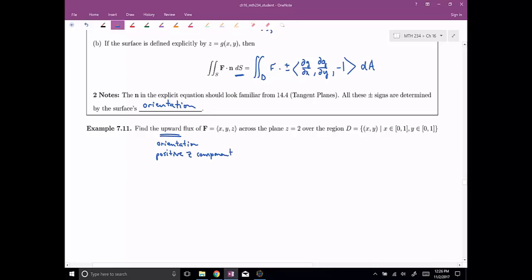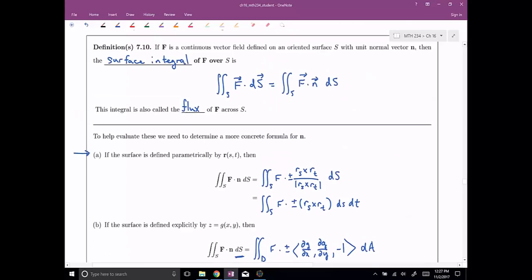Our surface is given explicitly, right? This is a function of x's and y's, even though there aren't any x's or y's, but there could possibly be x's or y's, and it solves for z equals, right? So this is an explicit surface. And so let's go ahead and try to calculate the upward flux.